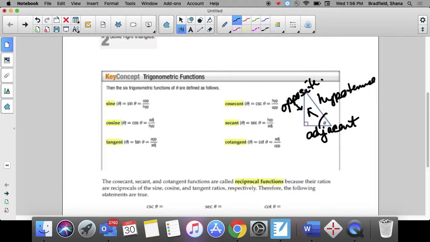So based on that, for the sine function, the sine of the given angle is opposite over hypotenuse. So it's a ratio of the sides. Cosine is adjacent over hypotenuse, and tangent is opposite over adjacent. Cosecant, secant, and cotangent, again, are reciprocal functions.